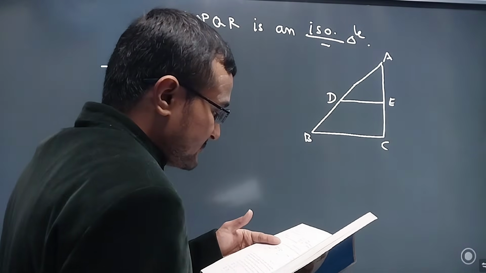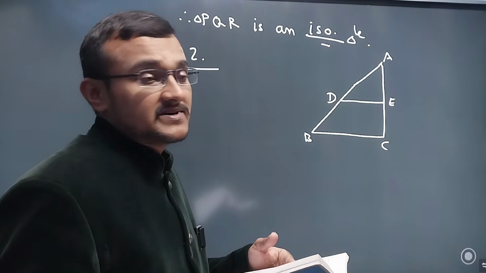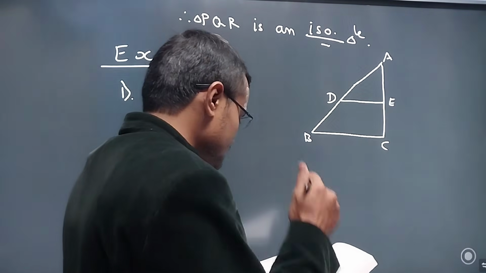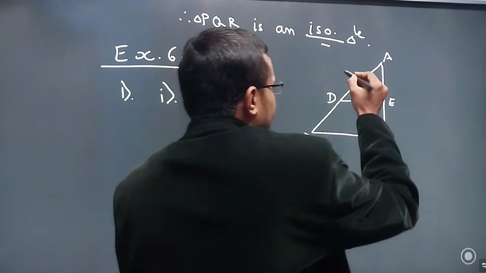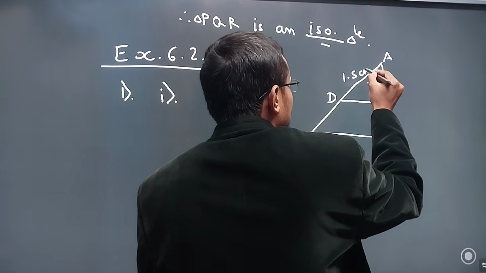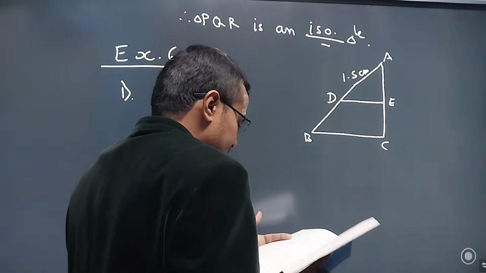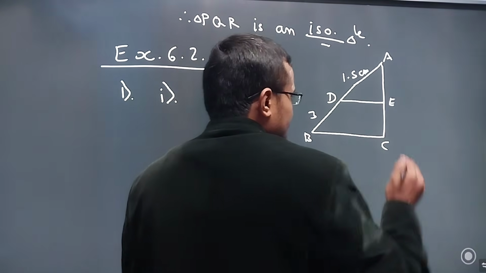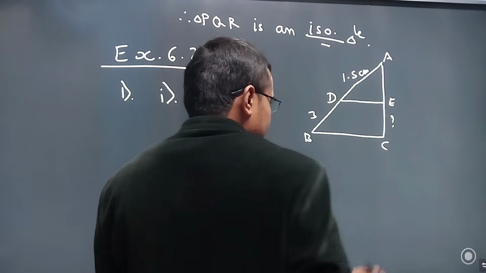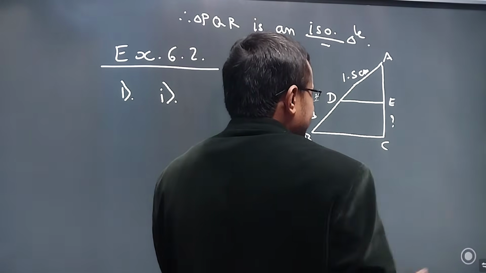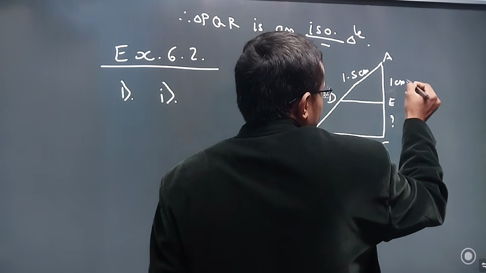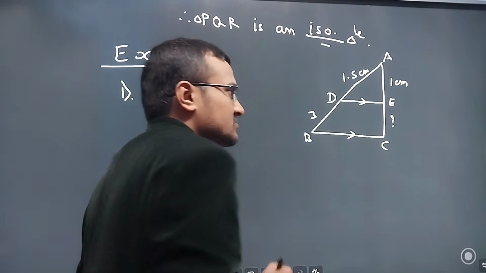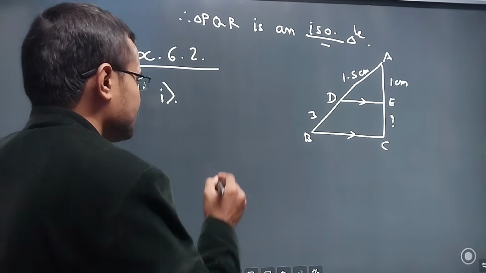Here they have given the length of the sides in this triangle. AD length is 1.5 centimeter. DB length is 3 centimeter. EC length they have not given. You need to find the EC length, and AE length is 1 centimeter. Here DE is parallel to BC. That you need to remember.